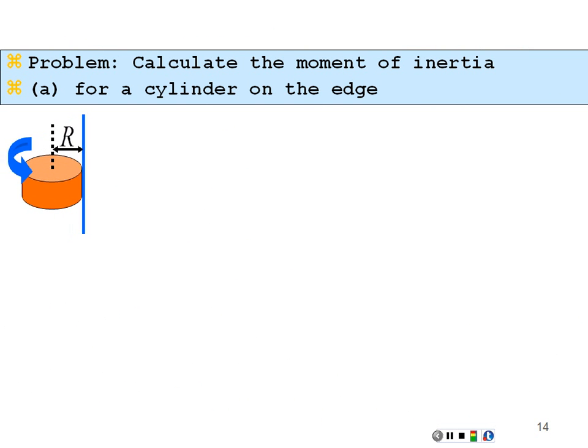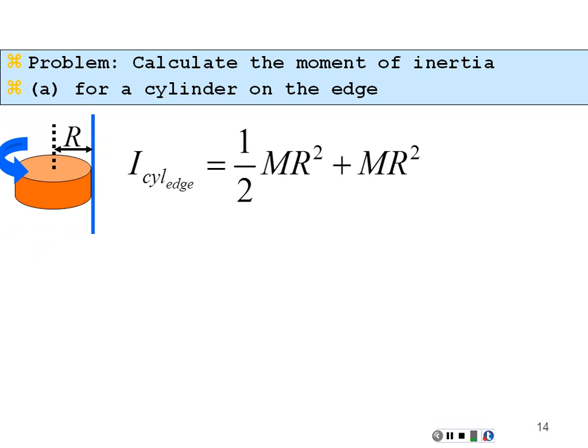Let's try the same for a cylinder about its edge or a sphere about its edge. The moment of inertia of a cylinder on its edge going around like this would be 1/2 mr squared, the moment of inertia of the center of mass, plus m times the distance we move that axis squared. In this case, the distance we move the axis is from the center to the edge, which is r. So we're going to have 1/2 mr squared plus mr squared, which will be 3/2 mr squared. So a cylinder moving about its edge like this is going to be 3/2 mr squared moment of inertia about that point.